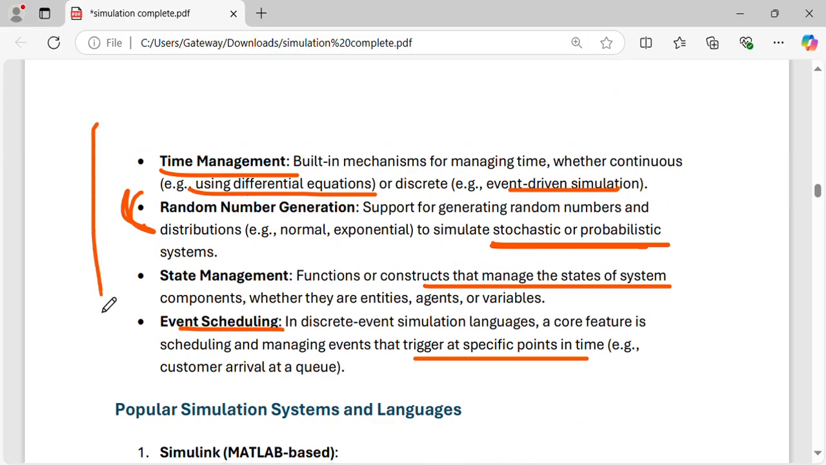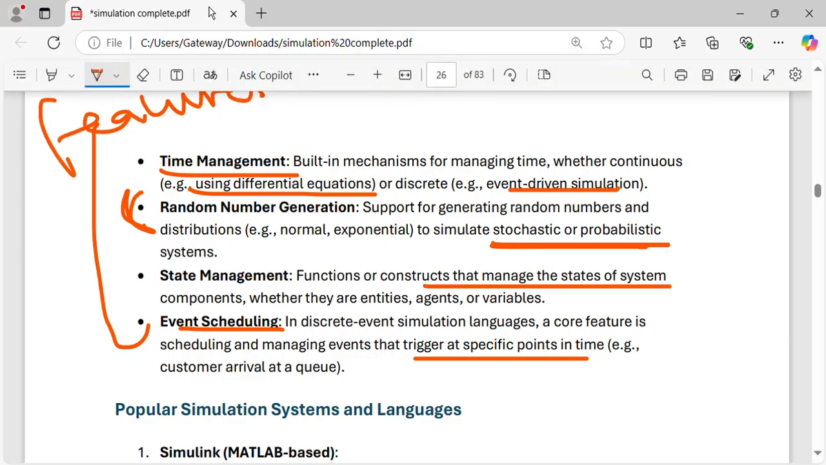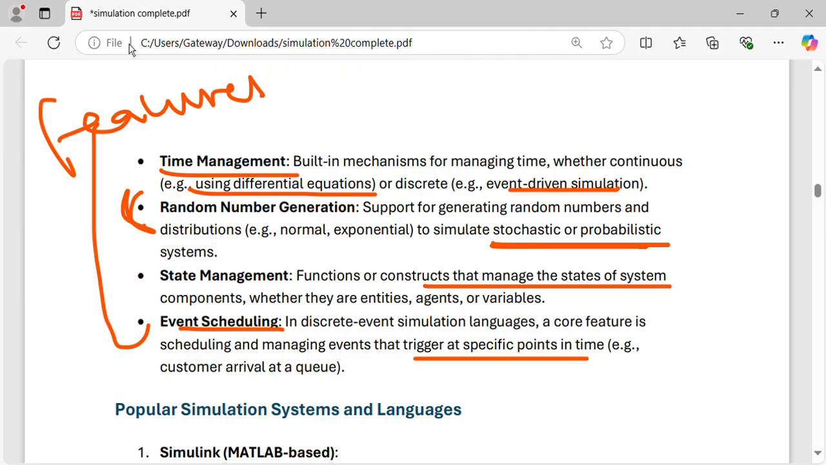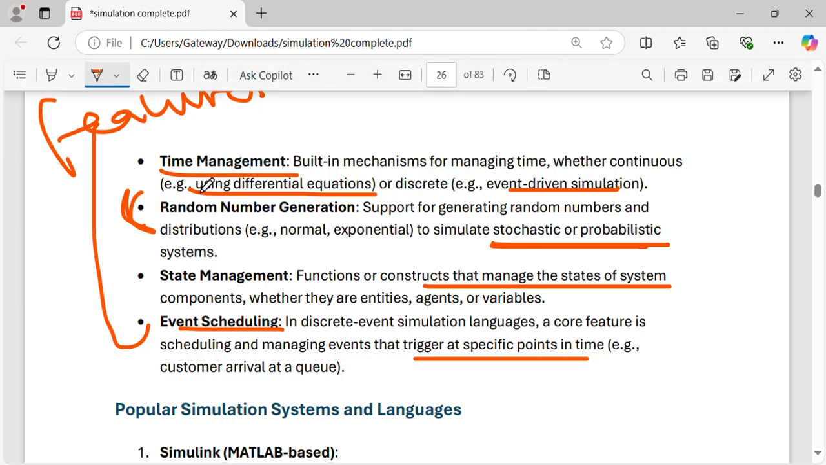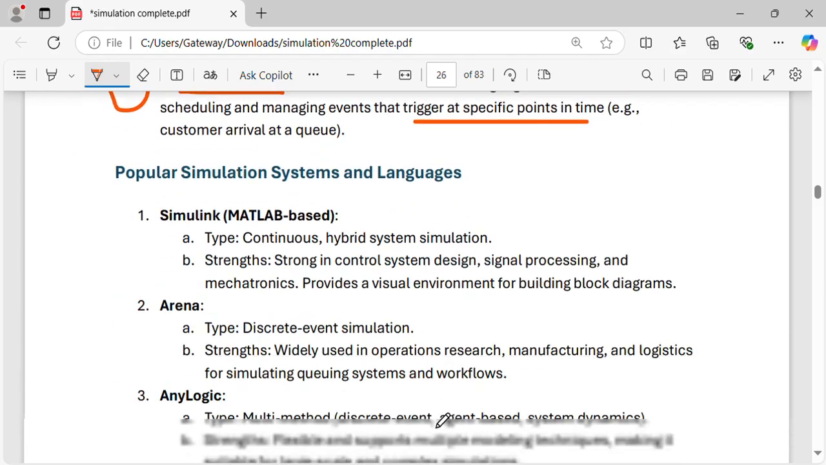These are all features of a simulation language, like time management. When you simulate things, you need to decide beforehand what is going to happen next. And most of the time we would have a random number generator, state management, time management, and also event scheduling, right?